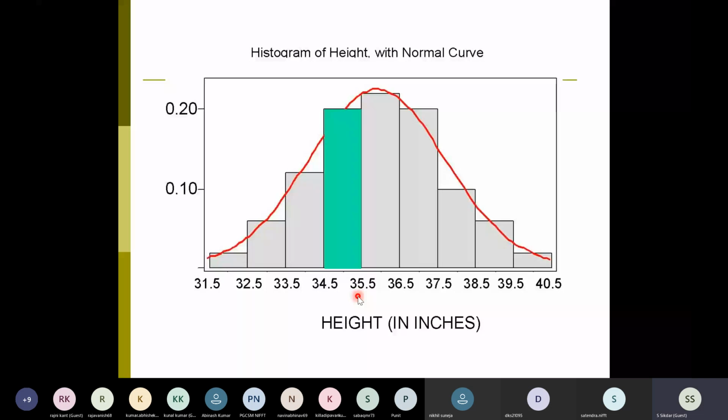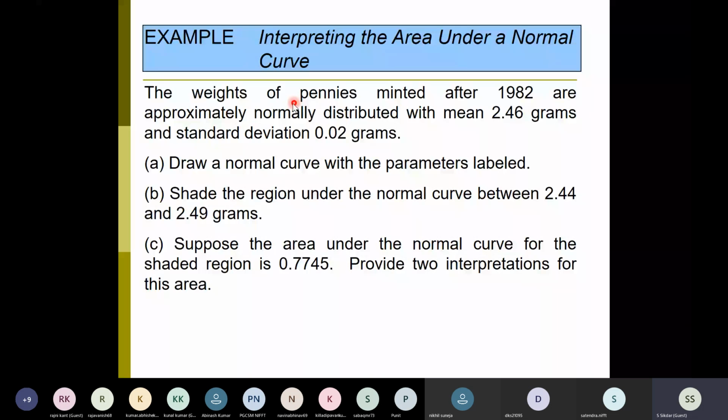So let's say it is another interpretation of the area under the normal curve. The weights of the pennies minted after 1982. A penny is nothing, just 1 cent. In England it is pennies, in the USA also pennies. It's just like 1 paisa. We don't use 1 paisa anymore. You people didn't see it, but I saw that now it doesn't have any value. Even 1 rupee doesn't have. That is the devaluation of our currency.